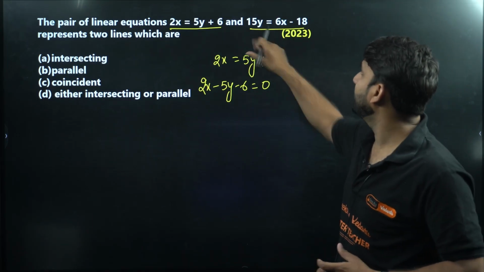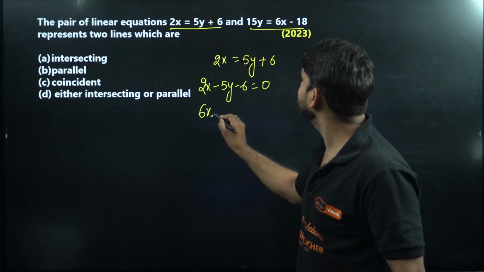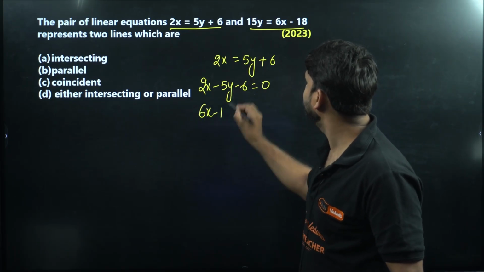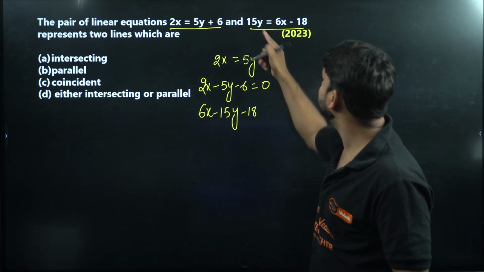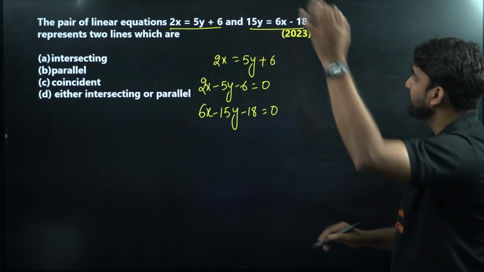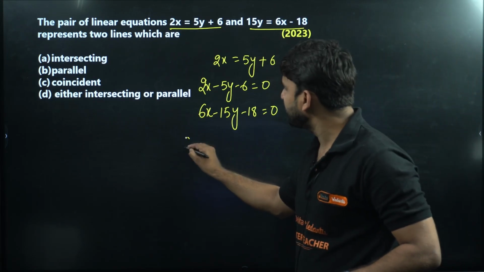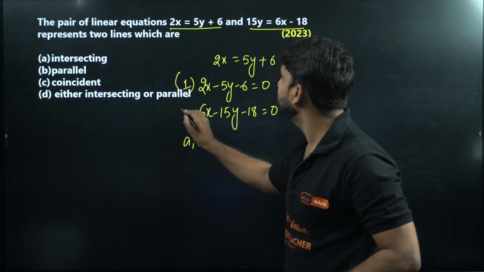And this is also not in standard form, so 15y will go there. So we can write this as 6x minus 15y minus 18. I have shifted this 15y to that side, equal to 0. Everything is clear. Now find out a1. First write everything. a1 is 2. This is the first equation and this is the second equation.